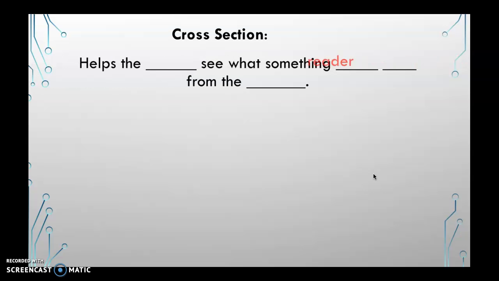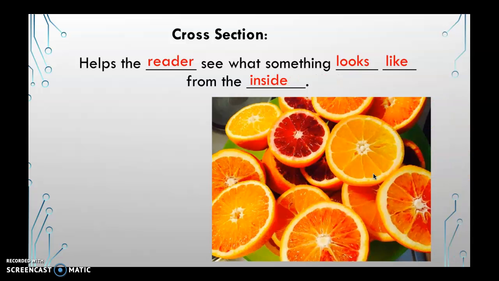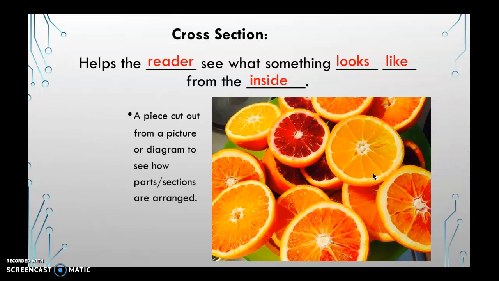Then we have our cross-section. This helps the reader see what something looks like from the inside. So when we look at, in the picture, for example, an orange or a grapefruit, we only see the outside of the orange, but when we do a cross-section, that means we open it up and you can see what's on the inside. So a cross-section is a piece cut out from a picture or a diagram to see how the parts or sections are arranged.